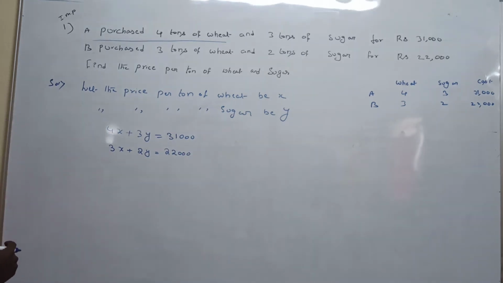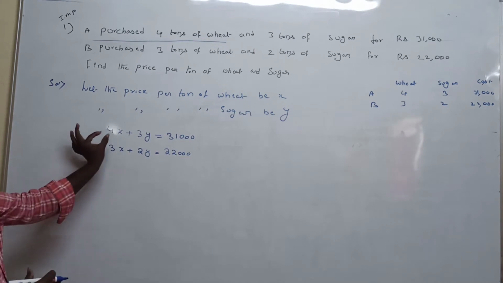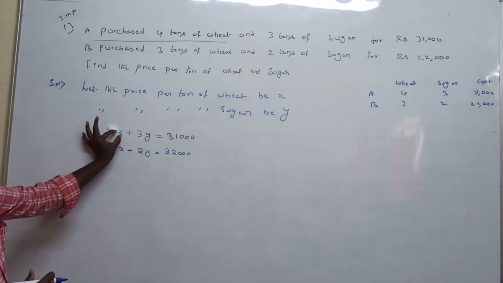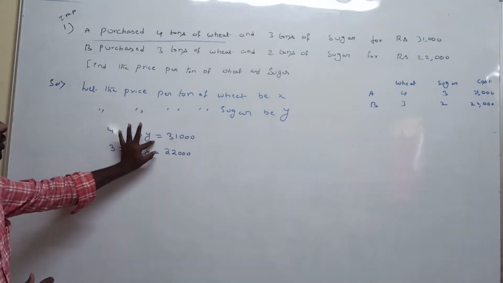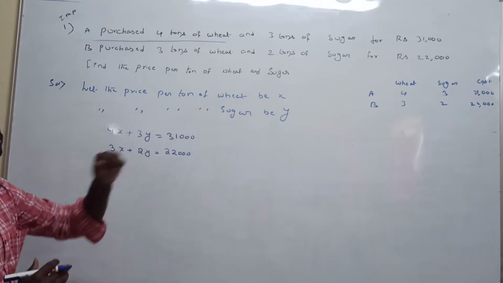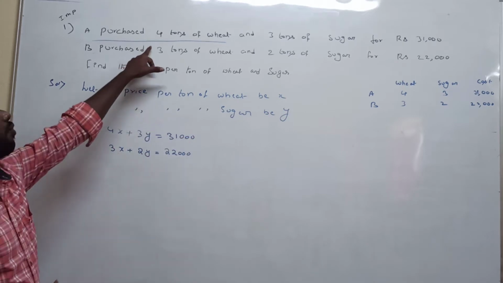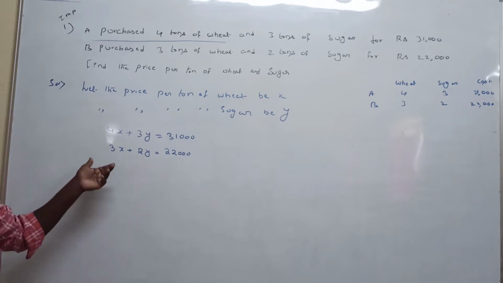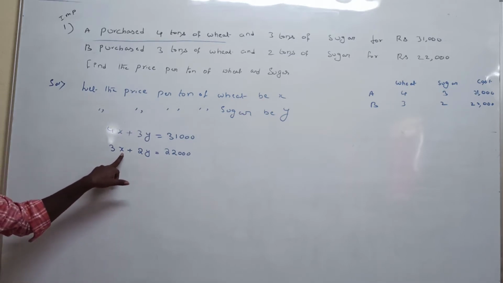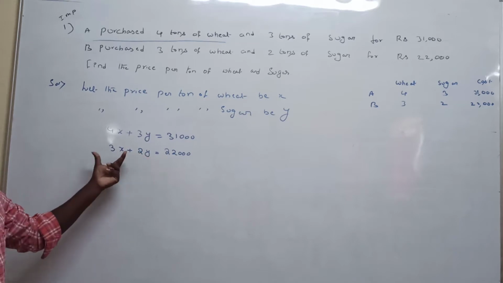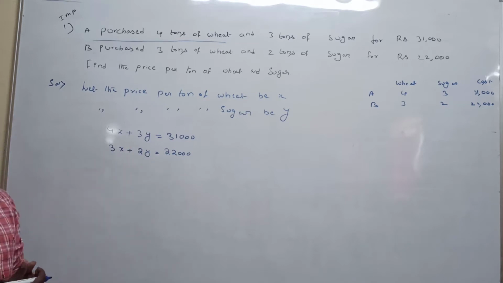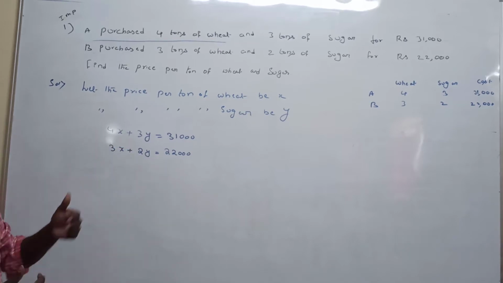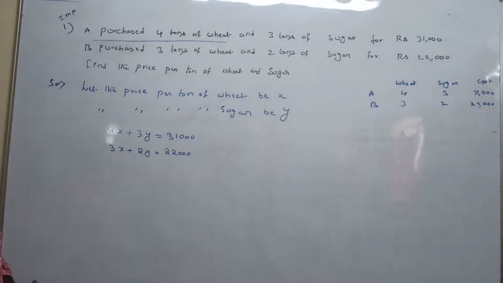I will give both the equations. First one: A purchased 4 tons of wheat and 3 tons of sugar. The sum of the total amount given is 31,000. That's why we take 4x plus 3y is equal to 31,000. Next one: B purchased 3 tons of wheat and 2 tons of sugar. The sum of the wheat and sugar given is 22,000. That's why we take the addition of the sugar and wheat.